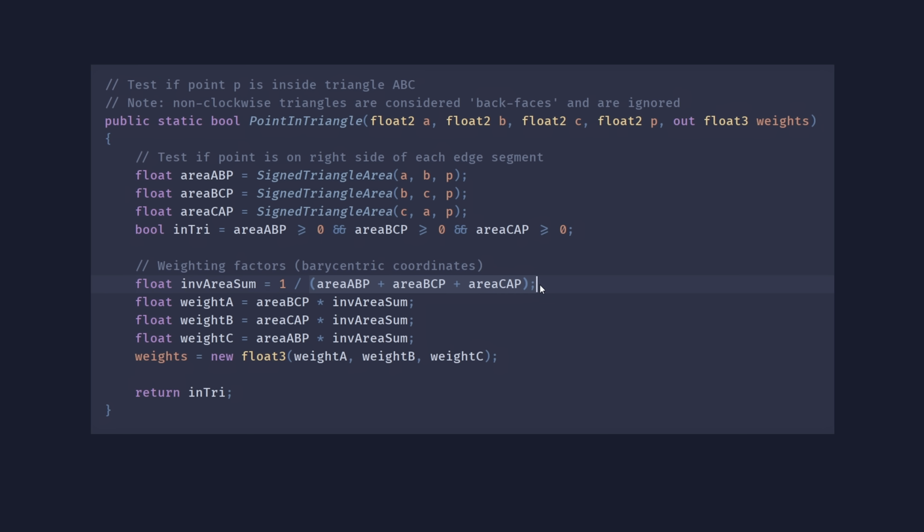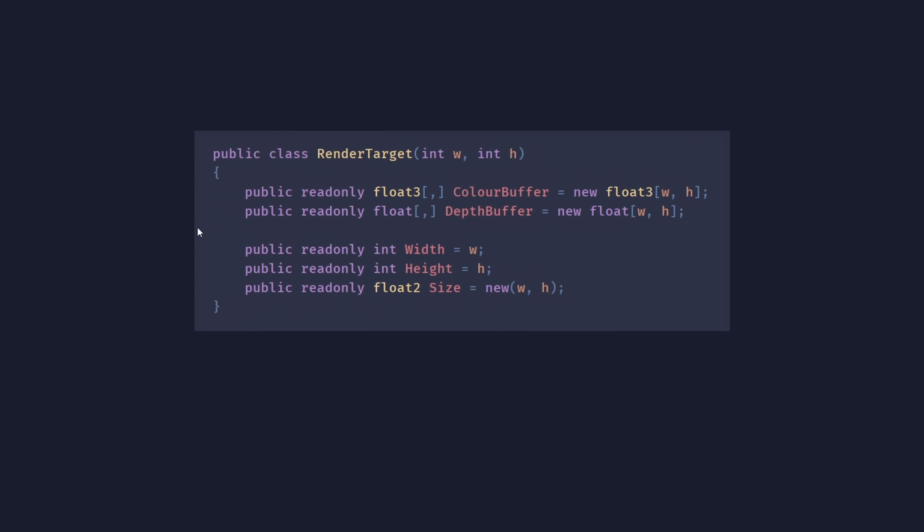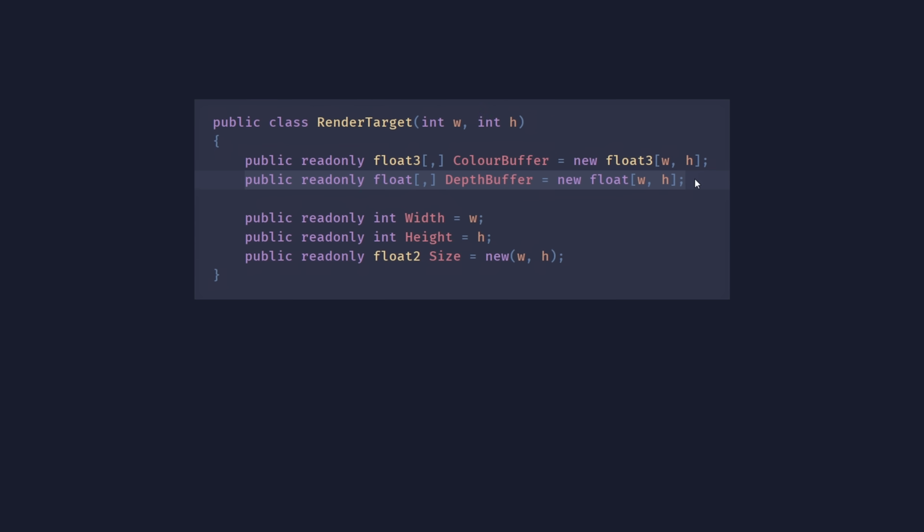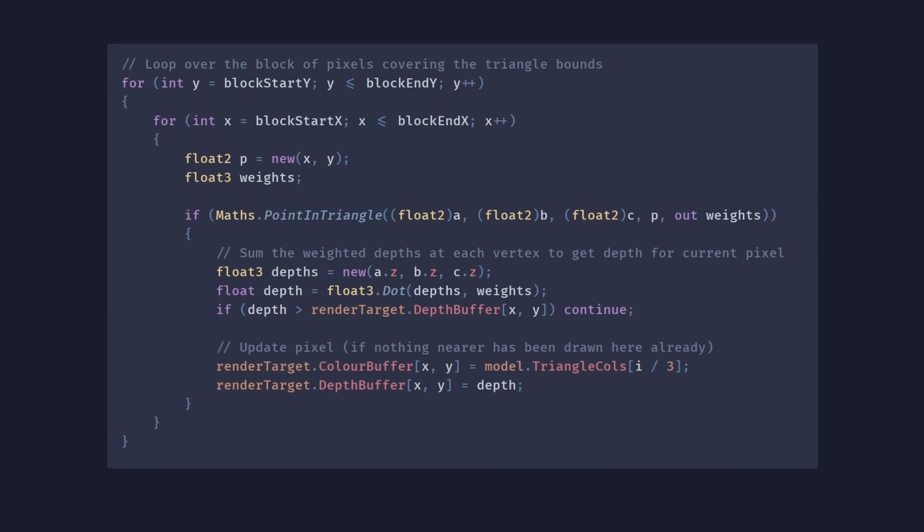Alright, to put this to use, I've added a grid of floats to the render target as a sort of special image purely for keeping track of the depths. So its values will be initialized to infinity each frame, and then when we're rendering, we can first calculate the depth of the current pixel by multiplying the depth at each corner with its associated weight, and adding those all together, which is yet another dot product. We can then compare that to the value currently in the depth buffer, and if it's further away than whatever's been drawn here so far, we just skip it. But otherwise, we draw in the pixel's new color and depth value.